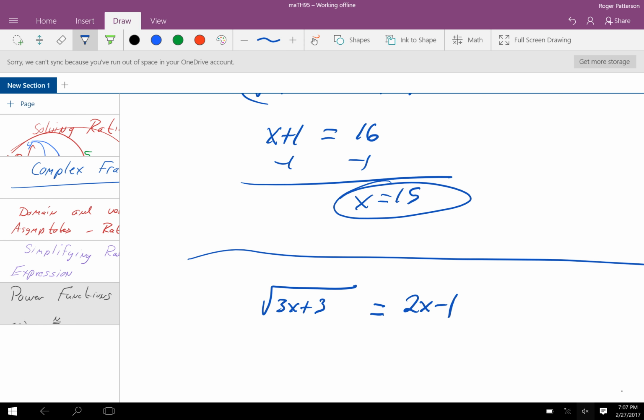Okay, now we'll do one like this. Square root of 3x plus 3 equals 2x minus 1. So it gets a little bit more complicated. Alright, so we can't add or subtract anything to either side because there's just nothing for us to do there. So what we're going to do is just square it. Get rid of that radical.